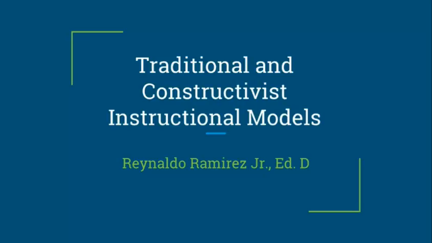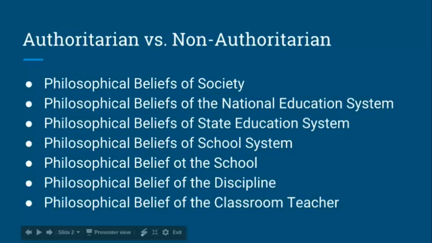But first, what we want to look at is something that we took a short look at during the last slide series, and that's the look between authoritarian versus non-authoritarian. And this slide basically has a list of places where different people go depending on where they are in the education system, going from authoritarian to non-authoritarian. And we'll look at those in just a little bit.